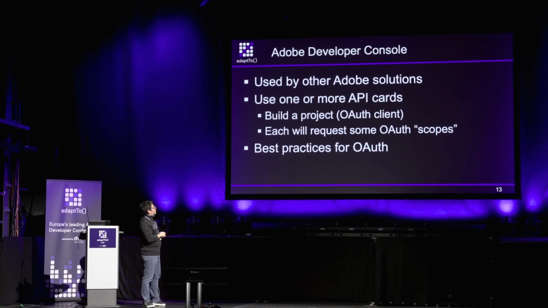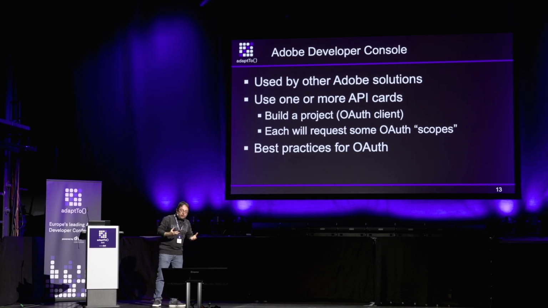You can use one or more API cards in your project. So we are going to build a project, and this project is the configuration of your application or your OAuth client. Each time you add another API card, you are going to add more OAuth scopes. Those are more privileges from the user capabilities, right? So for example, if you add the sites API card, you are going to get the sites access of that user.